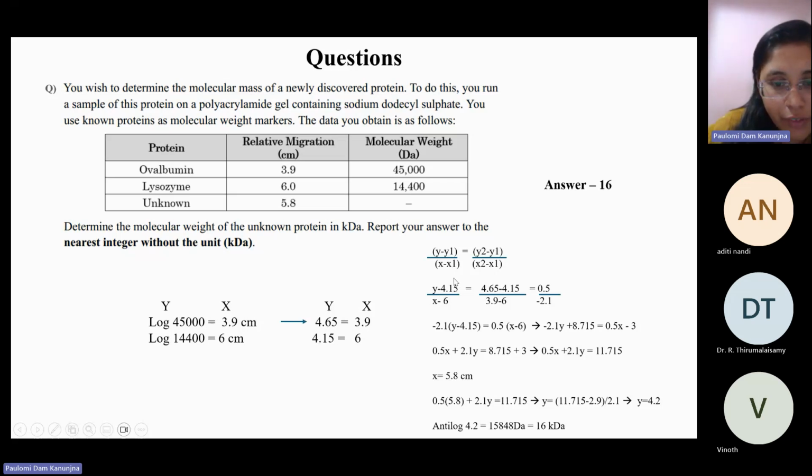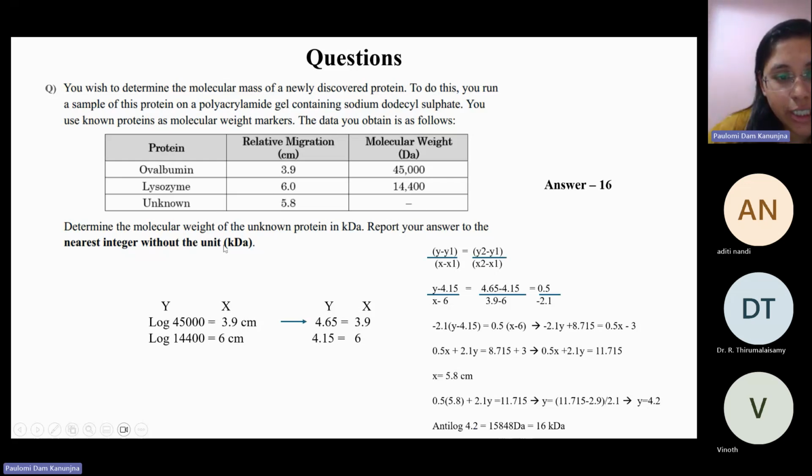We can take any set of values as one set of y1, x1. So I took this: y minus 4.65 divided by x minus 3.9 equals 4.15 minus 4.65 divided by 6 minus 3.9. I solve the equation, and the final equation comes out as 0.5x plus 2.5y equals 11.715. Then I use this value here. X for my unknown is 5.8. I substitute x with 5.8, derive the y, and do the antilog for y to come to a value for the molecular weight, 15,848 Dalton.